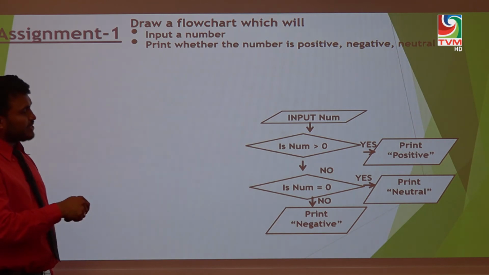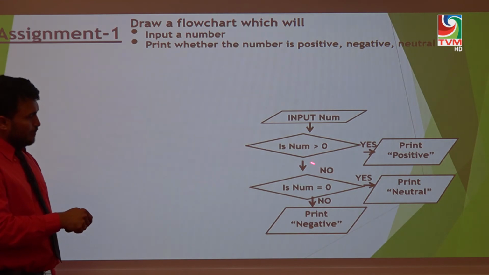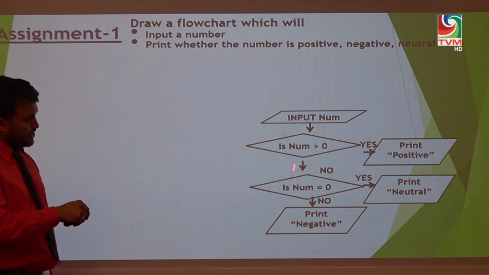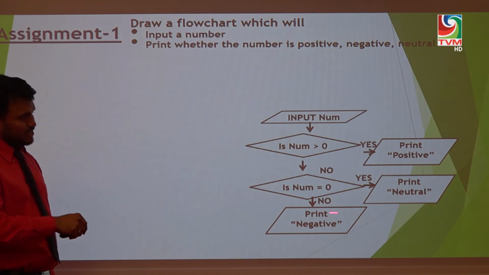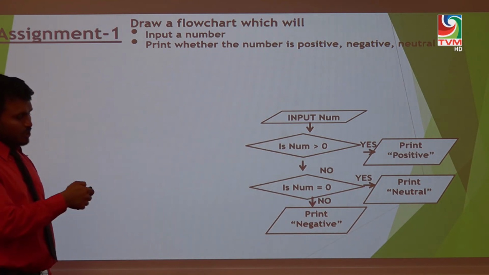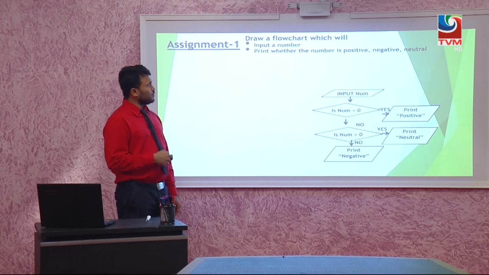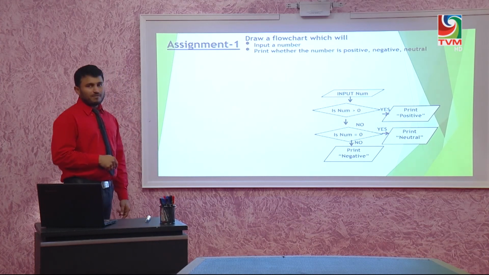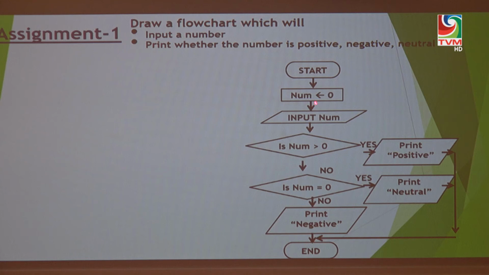And you input minus 3. Is minus 3 greater than 0? No. Is minus 3 equal to 0? No. So, if these conditions are not matching, the answer will be negative. Okay. This is also an example of a flow chart, how to check whether a number is positive, negative or neutral. Here also I have given the value of num as initialized to 0 because the starting value of num is 0.